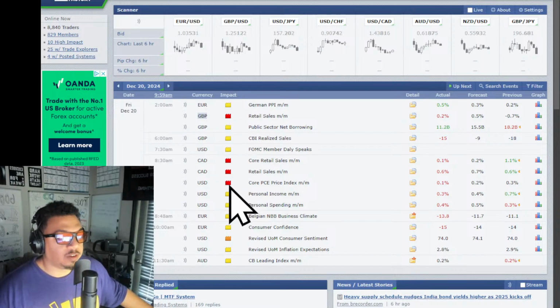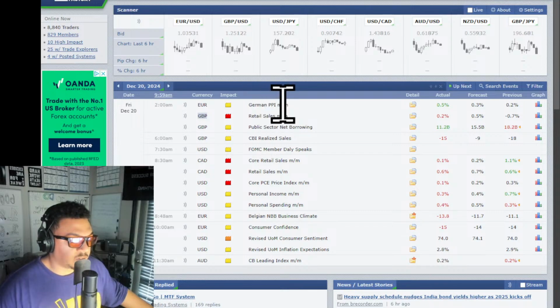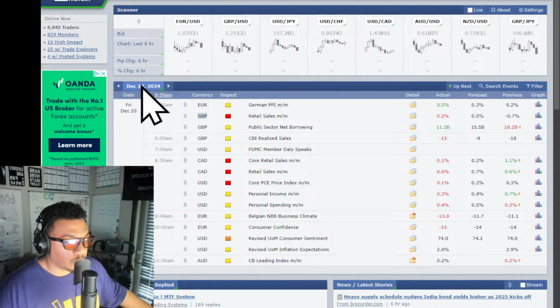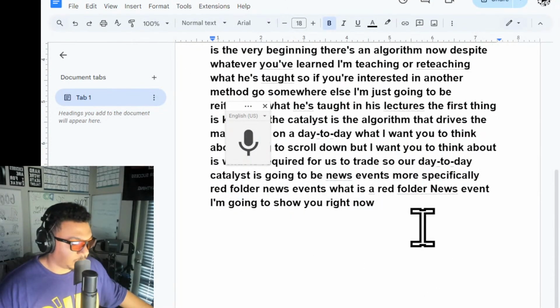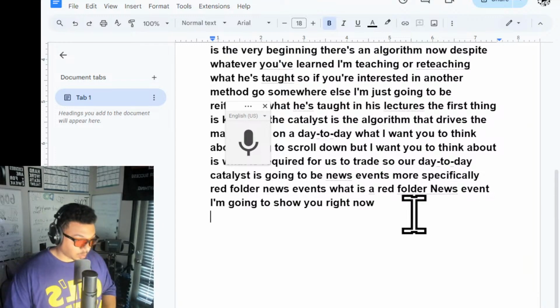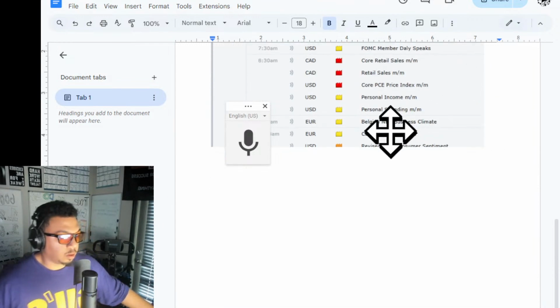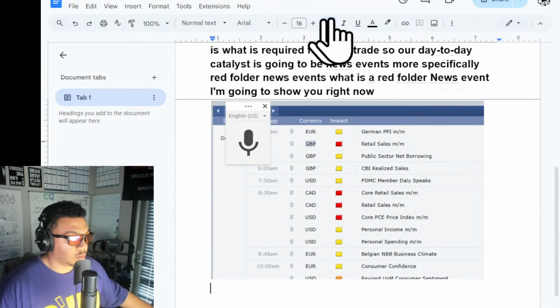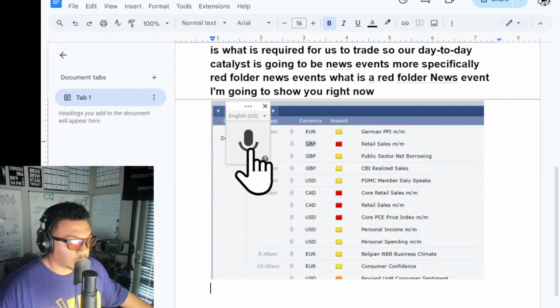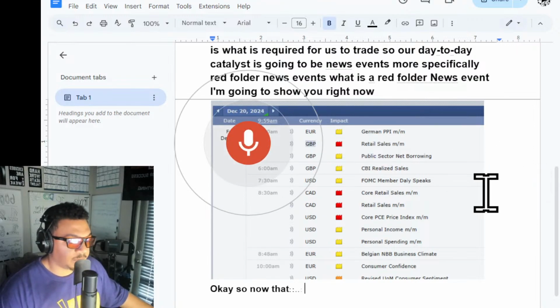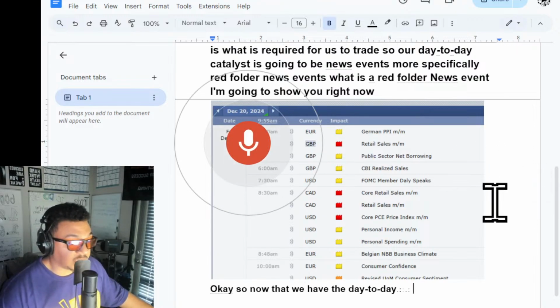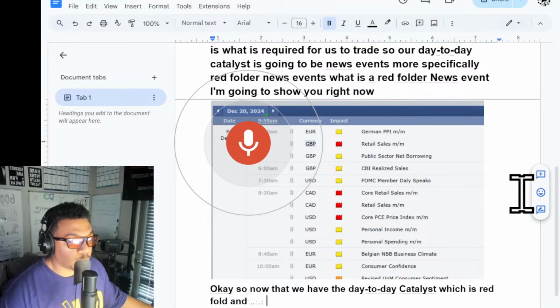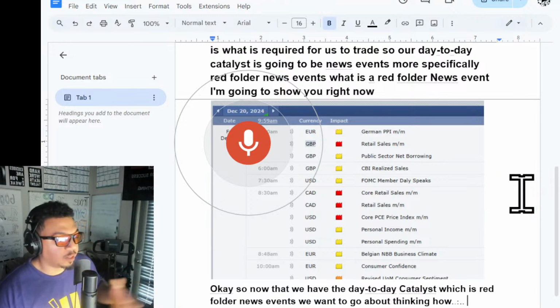So there's a few strategies you can use when you find out about the red folder that is going to occur. Give me 1 second. What I want to do is just take a snippet of this and bring it back to the text box. Okay, so now that we have the day-to-day catalyst, which is red folder news events, we want to go about thinking how we trade with them.